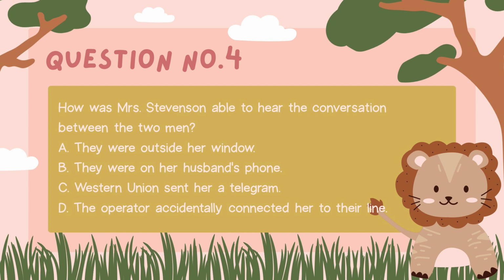Here we go with question number 4. How was Mrs. Stevenson able to hear the conversation between the two men? A. They were outside her window. B. They were on her husband's phone. C. Western Union sent her a telegram. Or letter D. The operator accidentally connected her to their line.